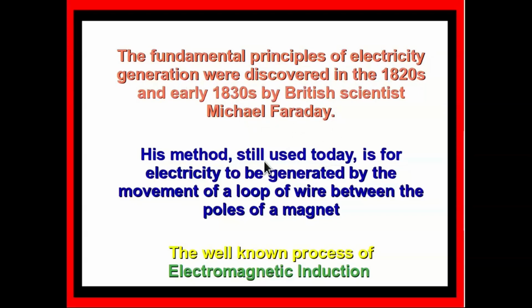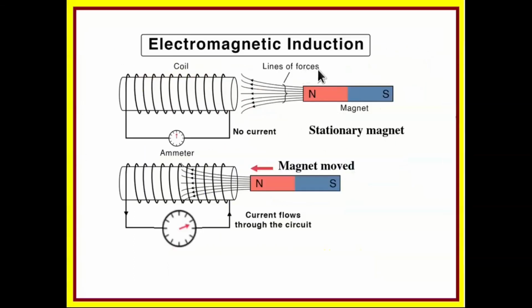His method, which is still being used today, is for electricity to be generated by the movement of a loop of wire between the poles of a magnet. And this is actually the well-known process of electromagnetic induction. And the laws concerning this particular process were enunciated by Michael Faraday himself. So the next 2 slides will illustrate the electromagnetic induction process.